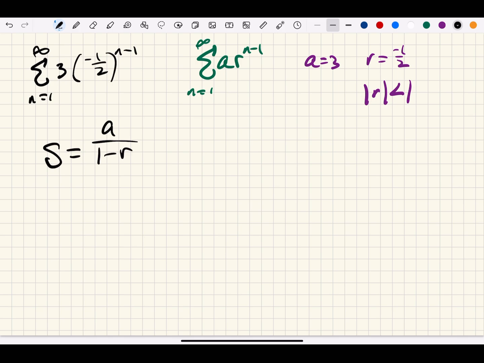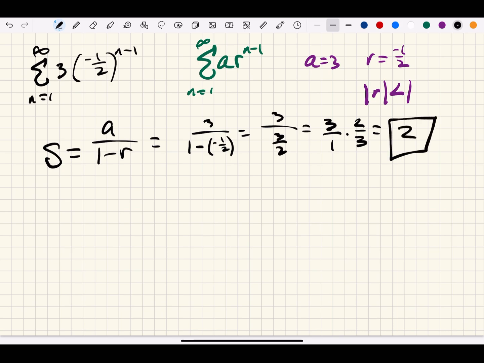Okay, so for this one, we're going to have 3 over 1 minus -1/2. So we have 3 over 1 plus 1/2, so 3 over 3/2, which we would just invert and multiply, and we're going to get 2. But I mean, seriously, you could have done that in the 4th grade, right?